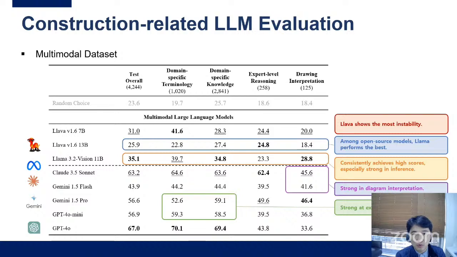This slide shows the overall evaluation result of the tested LLM models. We observed different performance patterns depending on the types of dataset used. Overall, models performed well on domain terminology and domain knowledge tasks, but showed weaker performance in reasoning and blueprint interpretation tasks.